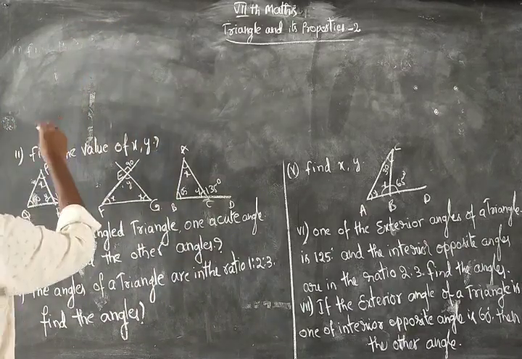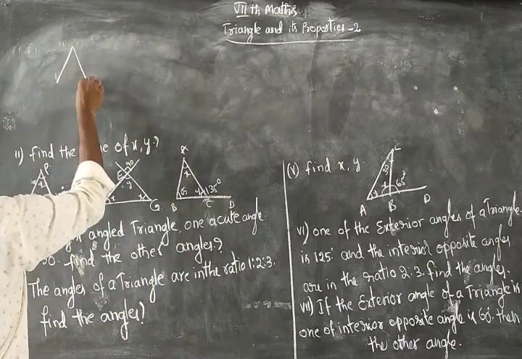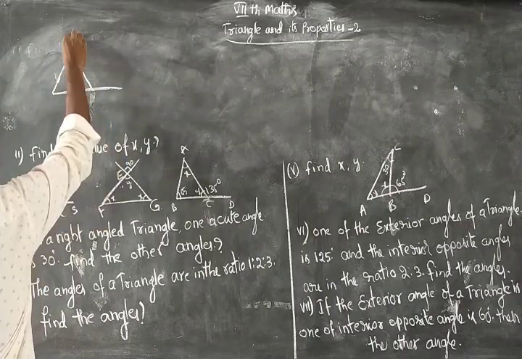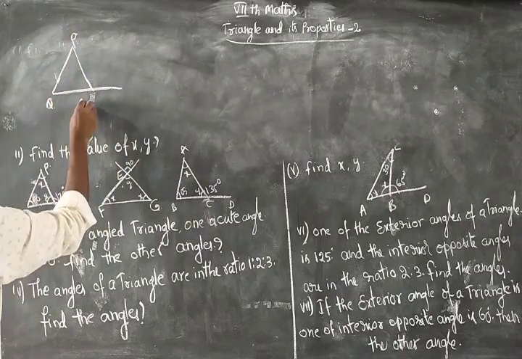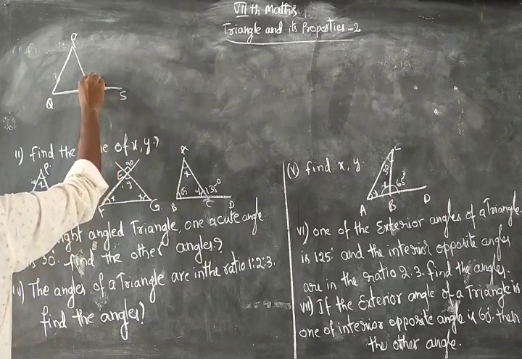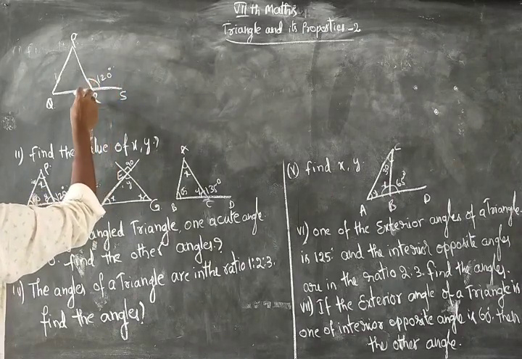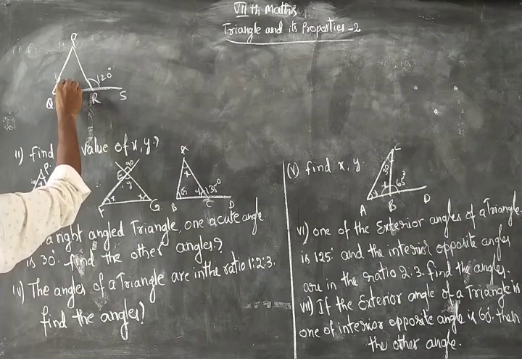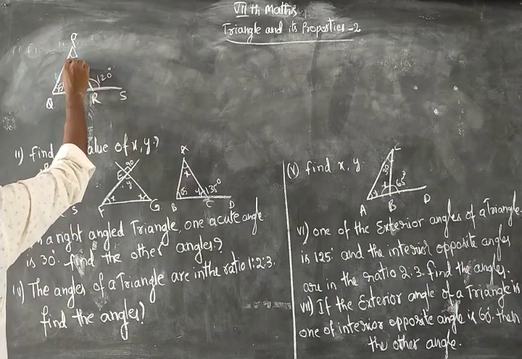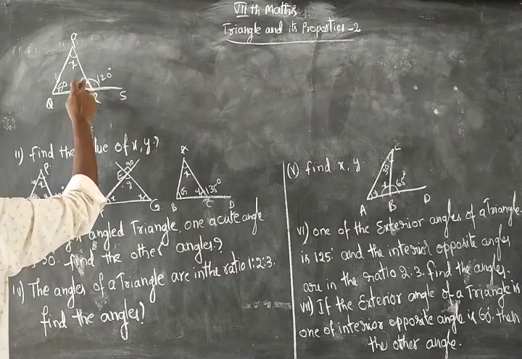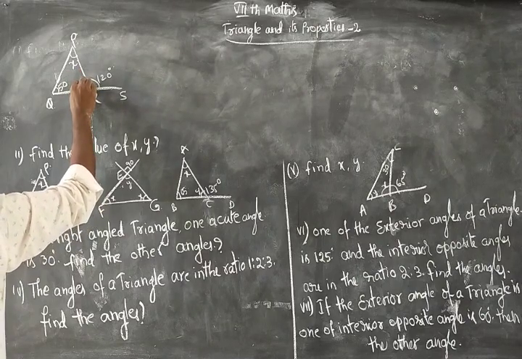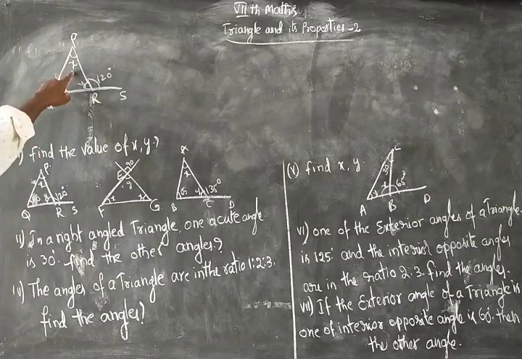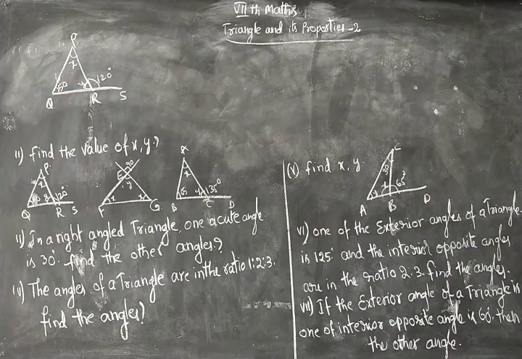What is given in the triangle? I'm going to draw a triangle for you again. P, Q, R, S. Here it is 120 degrees and this one is 50, and angle P is x, and angle PRQ is y degrees. We have to find x and y degrees, and particularly we don't know the x value and we don't know the y value. How do you find that?